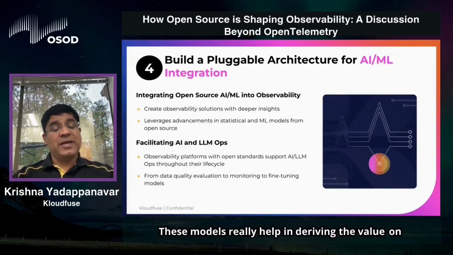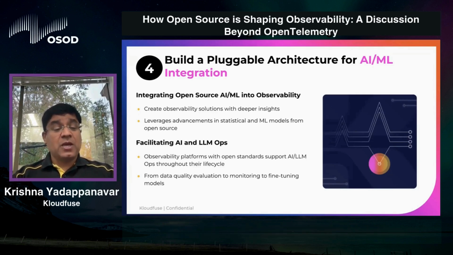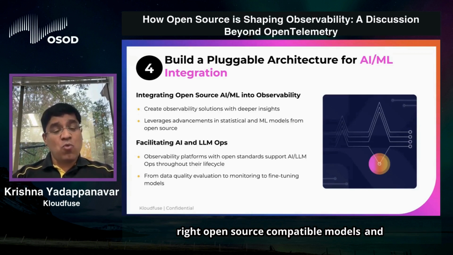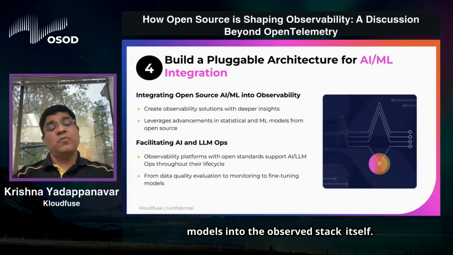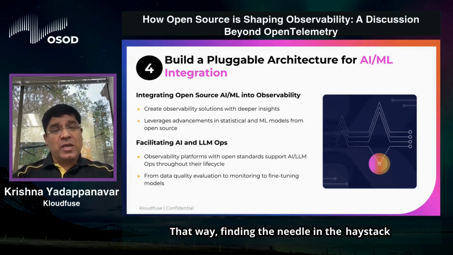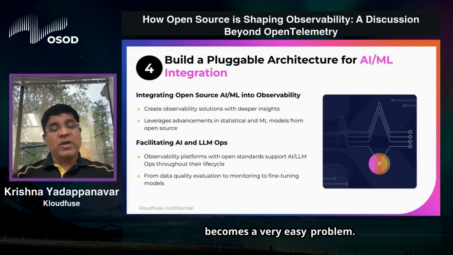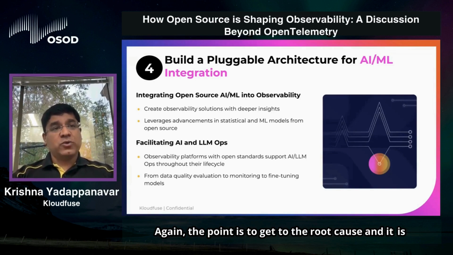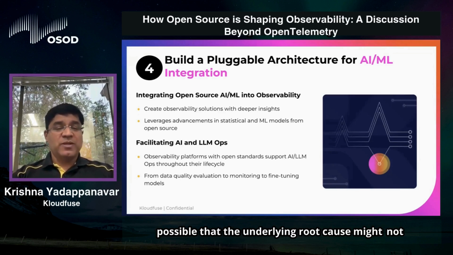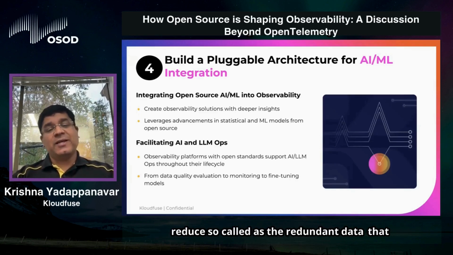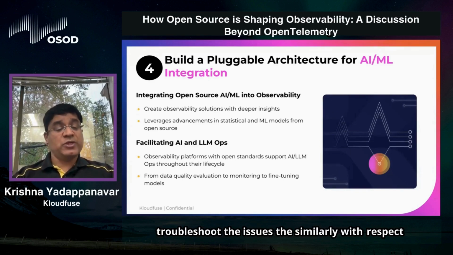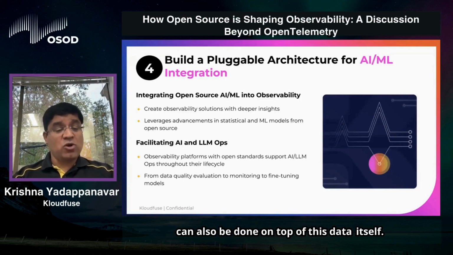These models really help in deriving value on top of the observability data. This is one of the key value props: bringing the right open source compatible models and extending the query languages to provide these models in the observability stack itself. That way, finding the needle in the haystack becomes a very easy problem. Again, the point is to get to the root cause, and it is possible that the underlying root cause might not be correctly surfaced using these models, but it will reduce the redundant data that people would have spent quite a bit of time on to troubleshoot the issues. Similarly, the quality and fine-tuning of the models can also be done on top of this data itself.